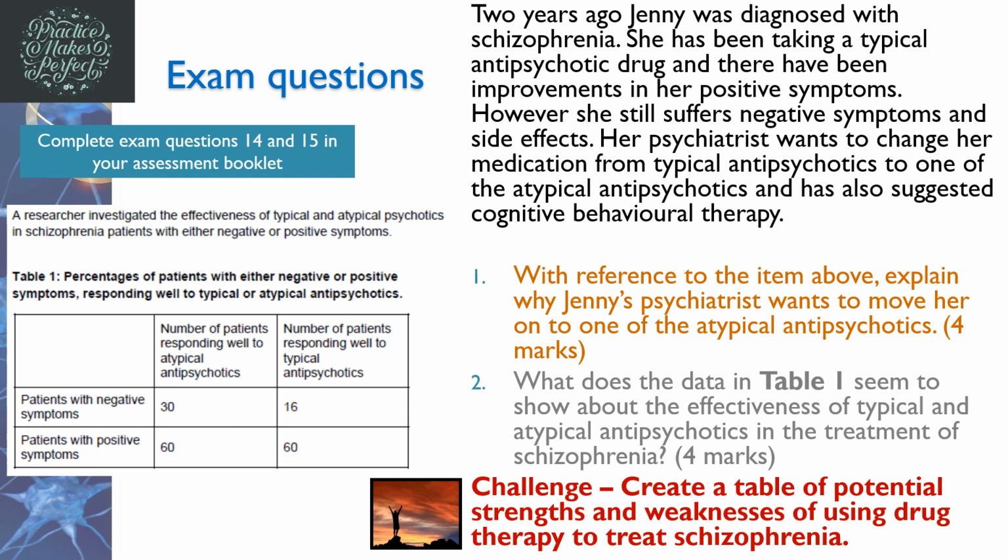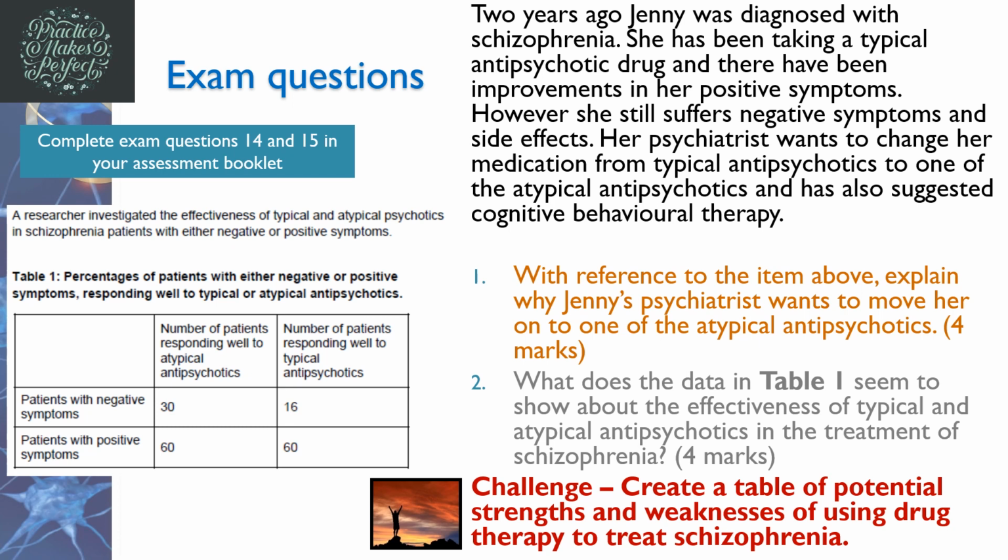To go through the table, you've got the number of patients responding well to atypical, so these are the newer ones, and then next to it, the number of patients responding well to typical antipsychotics. You can see that with the newer ones, the atypical antipsychotics, they're responding better. Patients are responding better if they have negative symptoms, 30% to 16%. And then with positive symptoms, it's exactly the same.